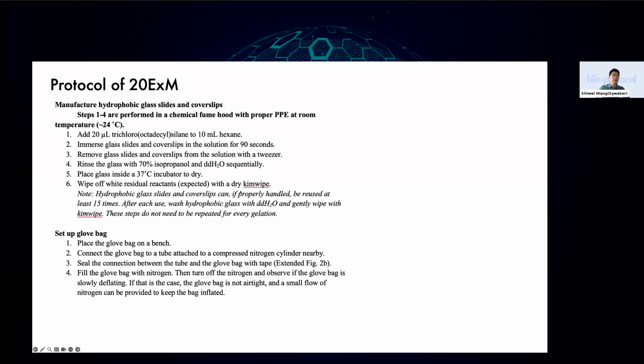You essentially just sandpaper it with the dry Kimwipe, and essentially the glass slides will be ready. And you can test this easily by running water on the glass slide, and the water shouldn't attach to the glass anymore since it's been modified by the hydrophobic silane. And you also want to set up the glove bag in advance.